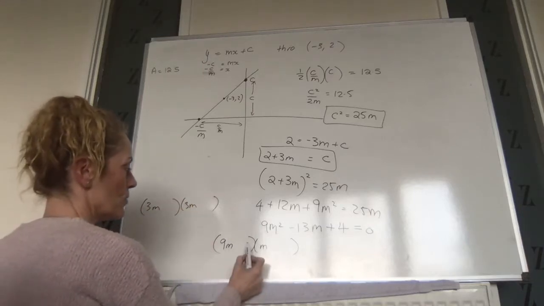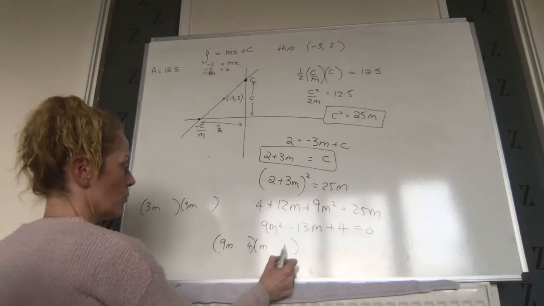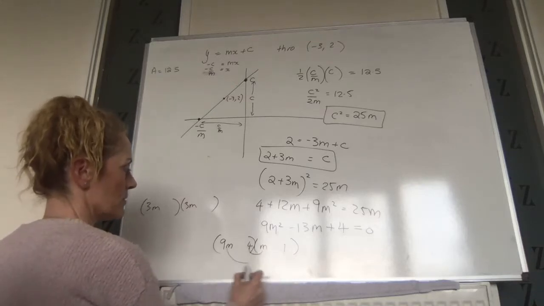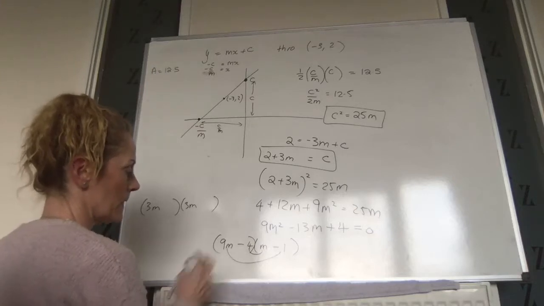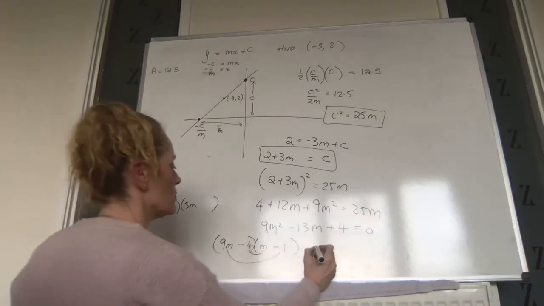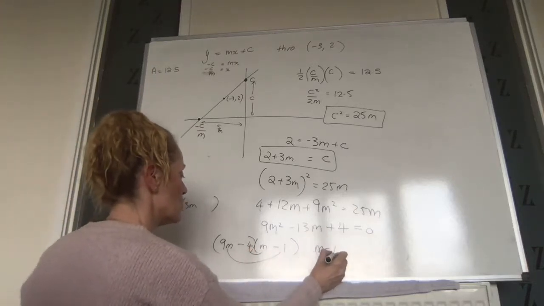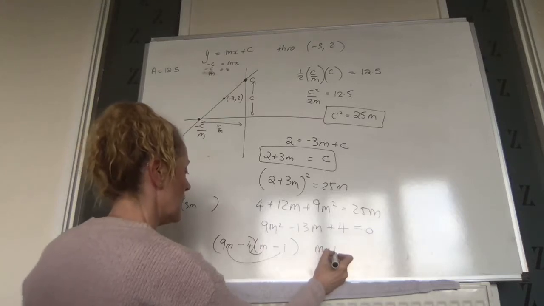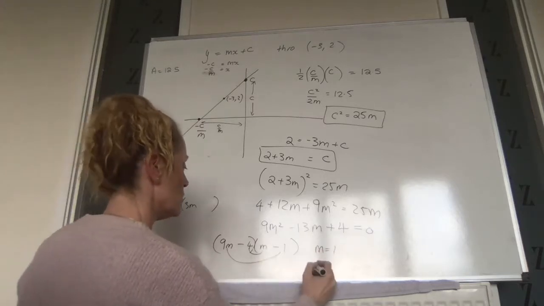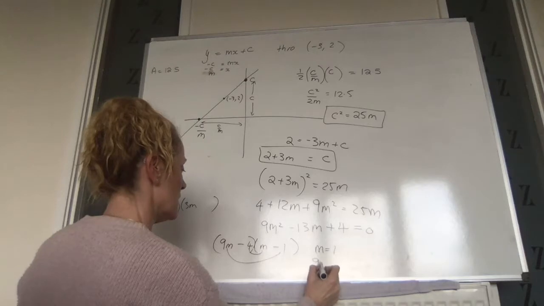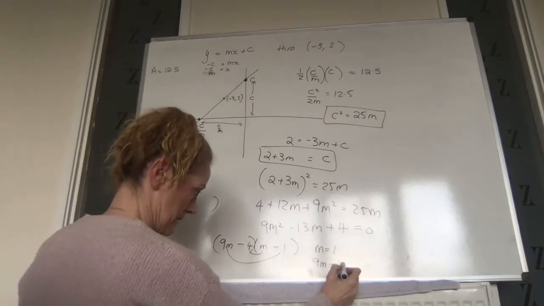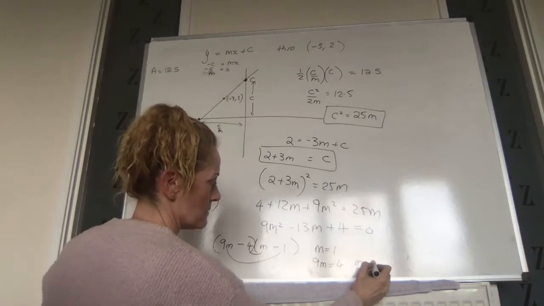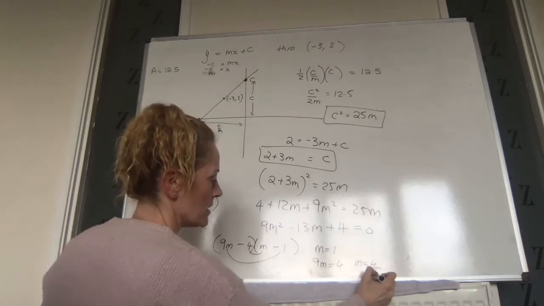We have a 4 and a 1. Now that's going to give us the 13 we want: a minus 1 and a minus 4. That gives us our plus 4. So we have m minus 1 equals 0, so m equals 1, and 9m minus 4 equals 0. So 9m is equal to 4, m is equal to 4 over 9.